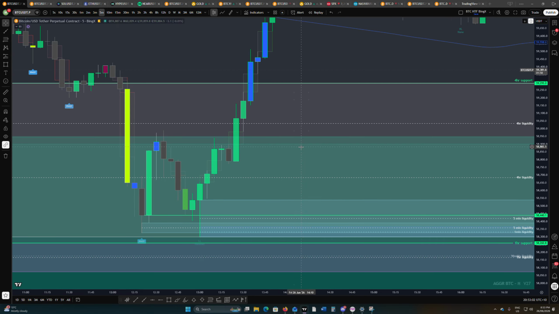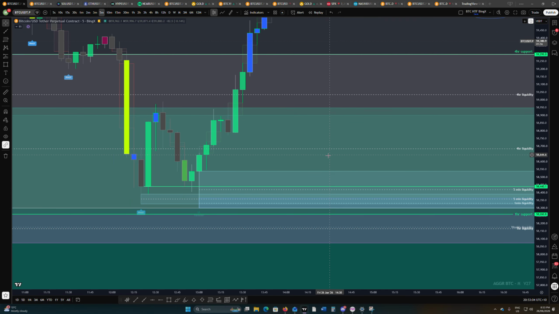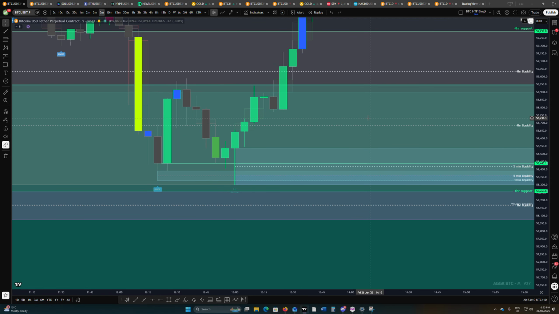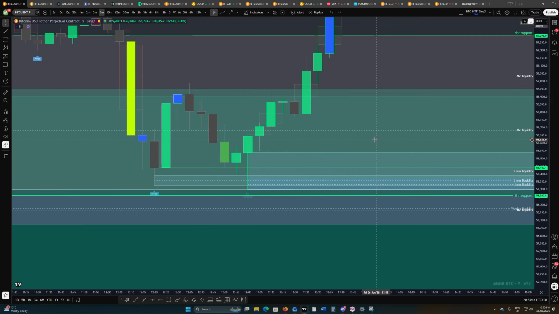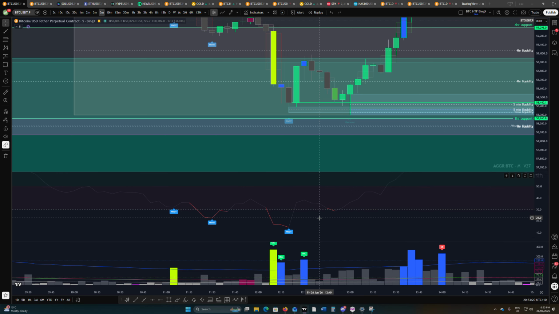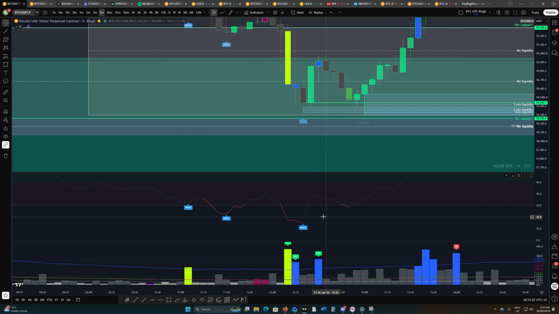Don't worry about this 4 minute liquidity, 4 hour liquidity as well. It's not applicable at the moment. That wasn't here. But what I will say is, I was relying on the read of volume and the read of RSI as well, with essentially like an inverse head and shoulders.